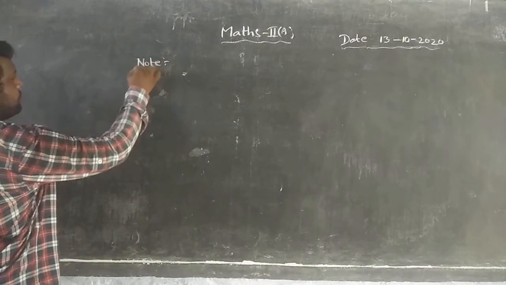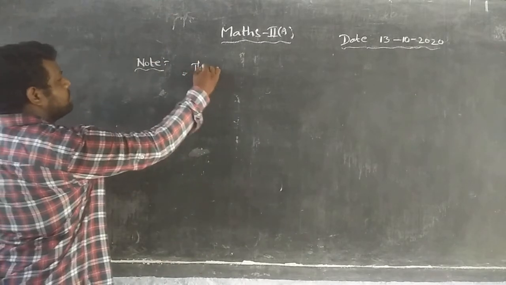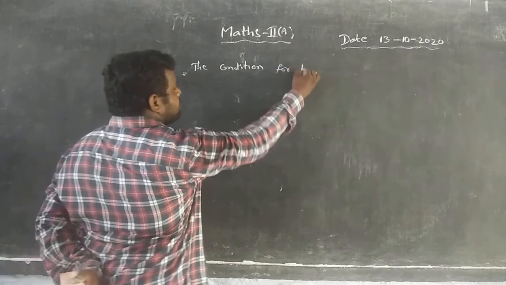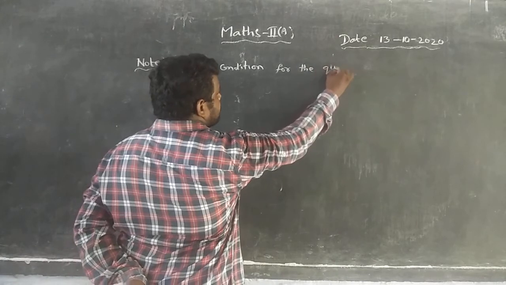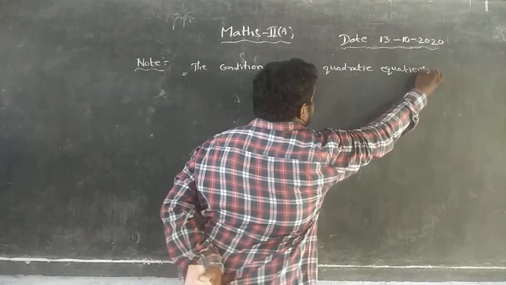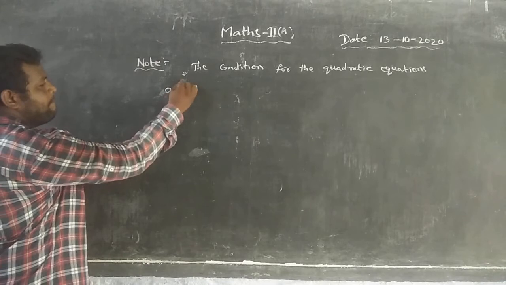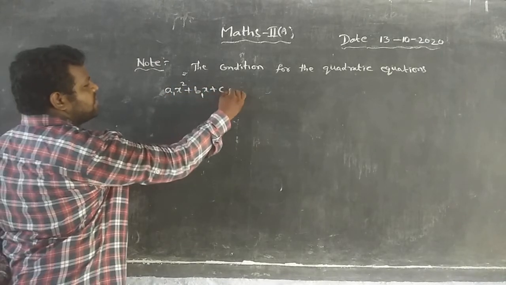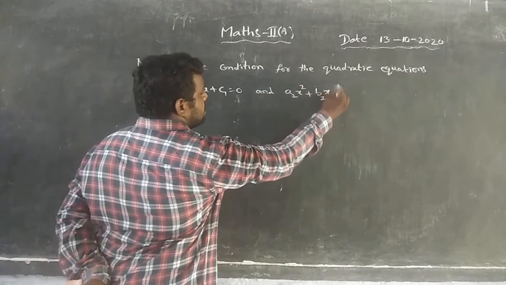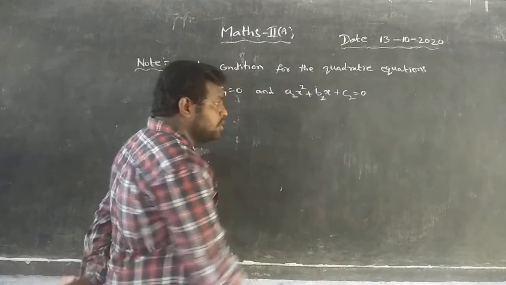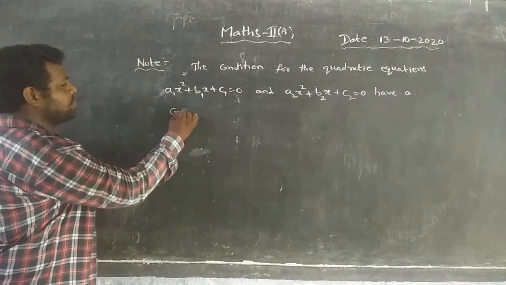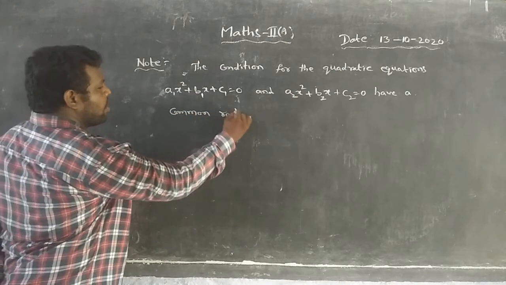Note the condition for the quadratic equations a1x² + b1x + c1 = 0 and a2x² + b2x + c2 = 0 to have a common root.